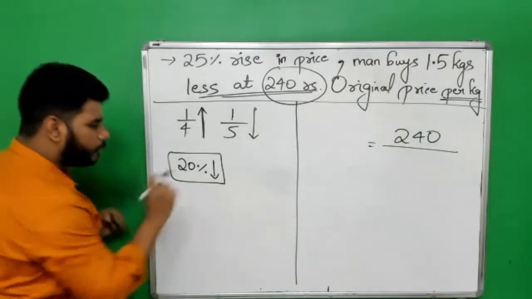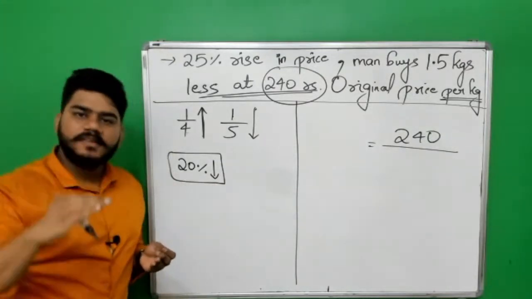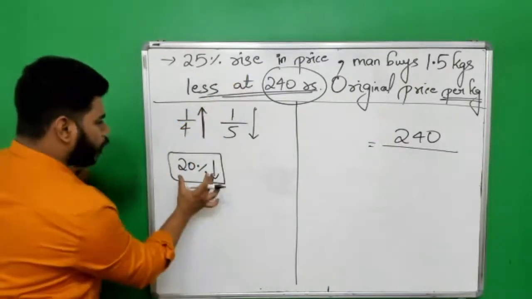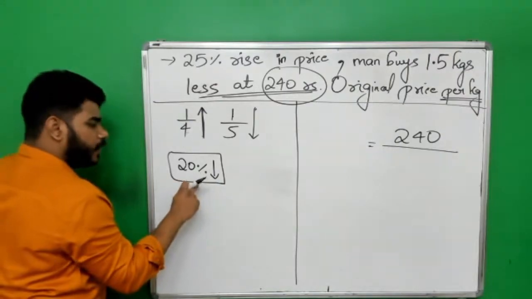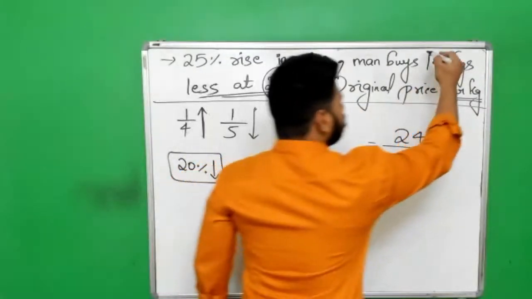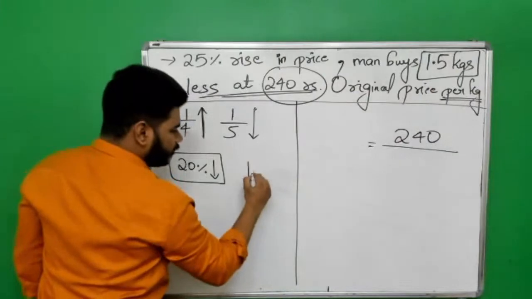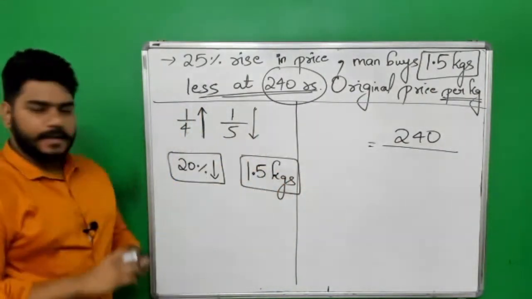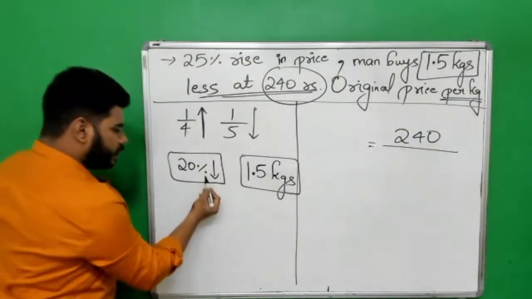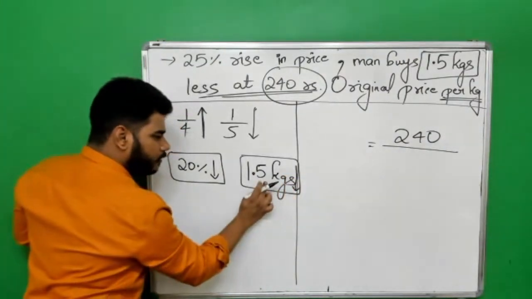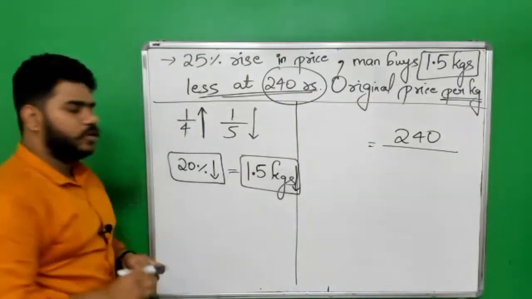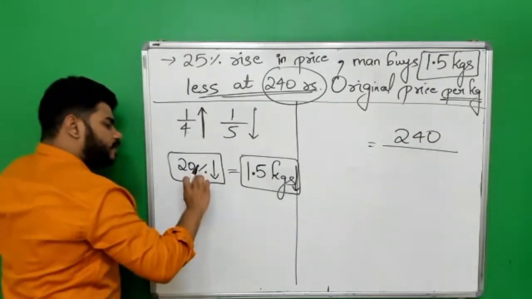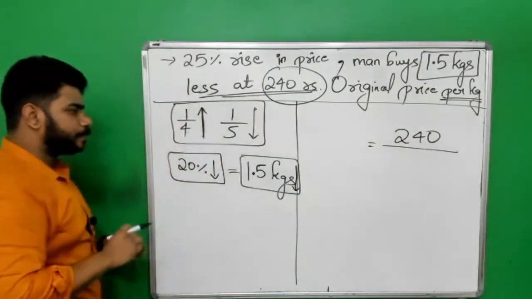Sir, what is this 20% decrease? This is nothing but the decrease in consumption. Price is increasing, so I have to decrease my consumption by how much percent? I have to decrease my consumption by 20%. And I'm decreasing my consumption by how many kgs? By 1.5 kgs. Is it clear? I am decreasing by 20% and by 1.5 kg, which means this 20% is 1.5 kg. Whatever 1.5 they gave, I found out how much percent that is using this technique.